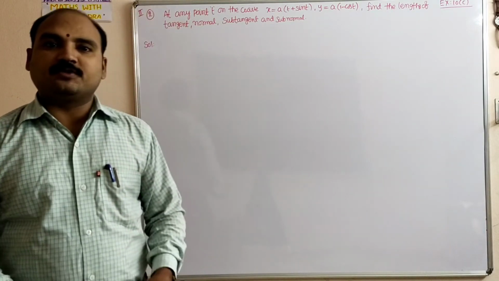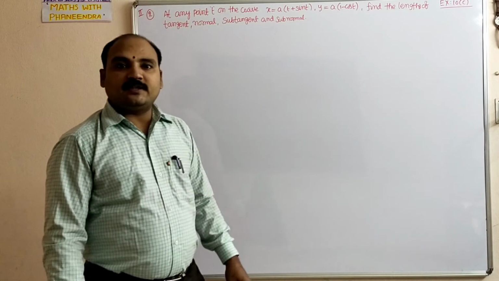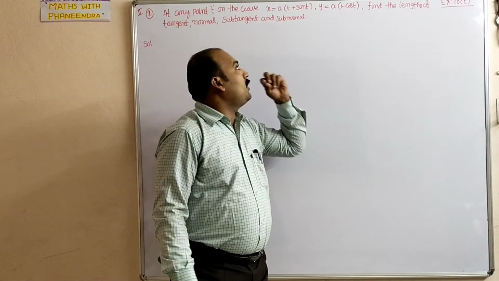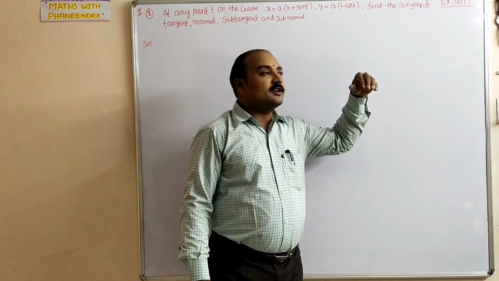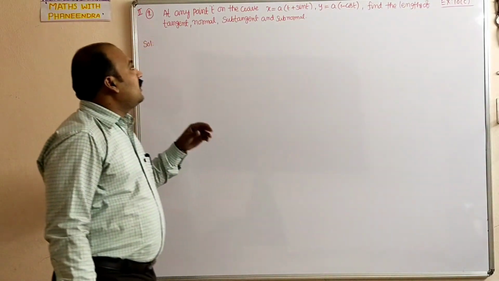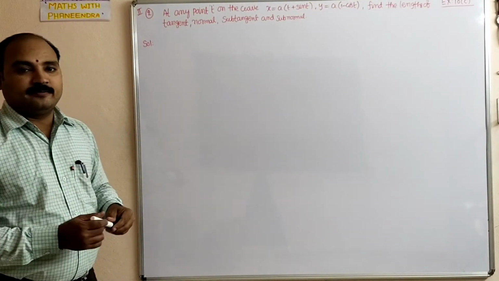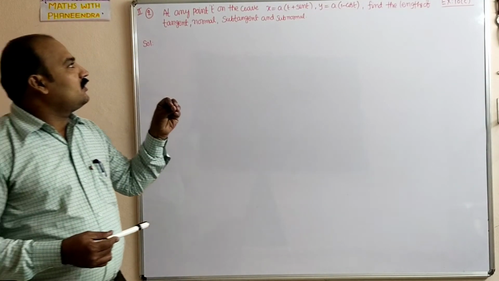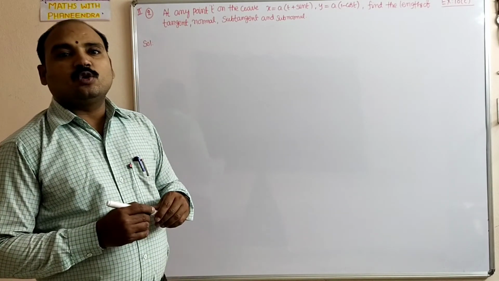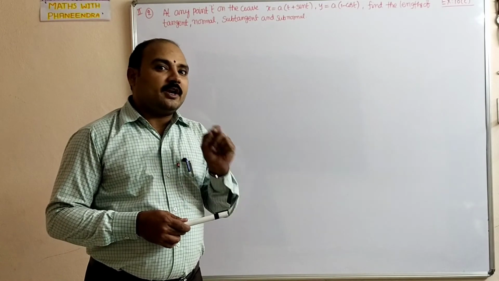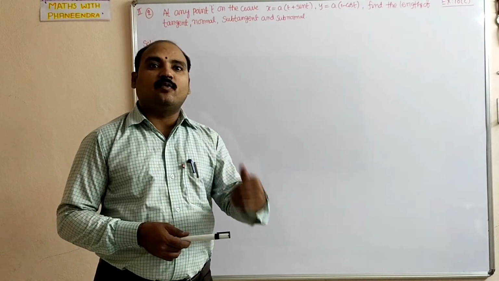The next question, which is very important. At any point t on the curve x equal to a into t plus sin t, y equal to a into 1 minus cos t, find the lengths of tangent, normal, subtangent and subnormal. So the given curve is in parametric form. So by using parametric differentiation, you have to get the value of dy by dx, that is y1.